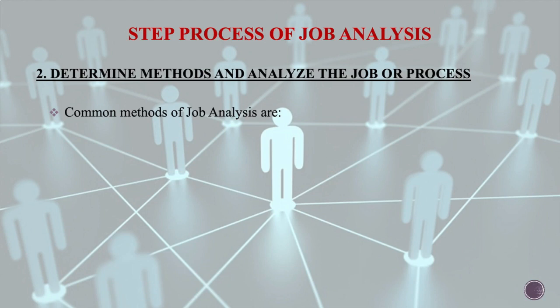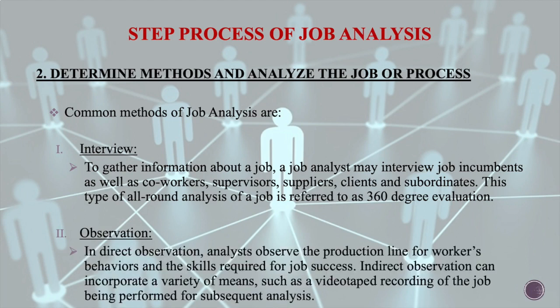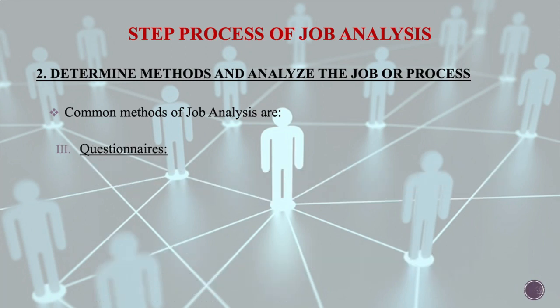Some of the common methods of job analysis that are followed: one is called an interview. Interview means we are trying to gather information about a job from a job analyst. Therefore, a job analyst may interview job incumbents as well as co-workers, supervisors, suppliers, clients and subordinates. This type of all-round analysis of a job is referred to as 360-degree evaluation. Number 2, observation. In direct observation, analysts observe the production line for workers' behavior and the skills required for job success. Indirect observation can incorporate a variety of means such as videotape recording of the job being performed for subsequent analysis. Third point, questionnaire.